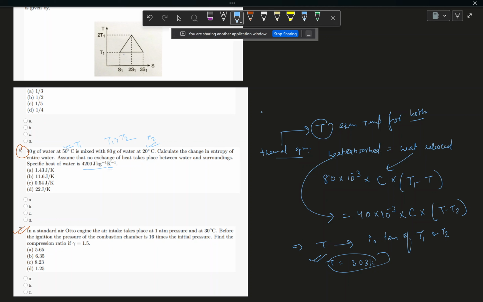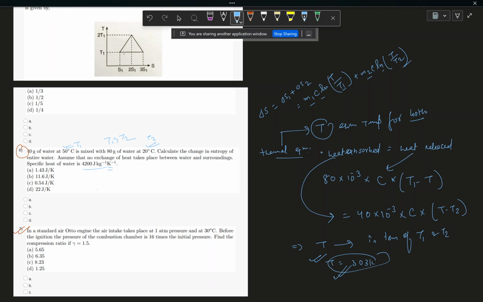Now once you do that, the rest of the thing is similar: delta S is just delta S1 plus delta S2, which is nothing but M1 C ln of T by T1 plus M2 C ln of T by T2. Now M1 and M2 are known from the question, C is also known, T we have calculated, and T1 and T2 are known from the question. Just use Kelvin units, remember that all the units are consistent, and you will get your answer. The only catch here is that you should never directly average T1 and T2 as your final temperature. That only holds if both bodies have the same mass, but in this case they have different masses, 80 gram and 40 gram, so that will not work.